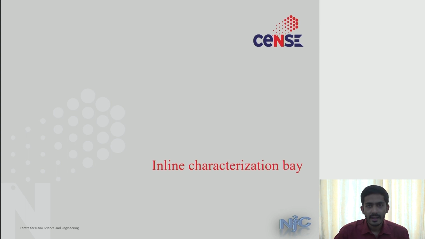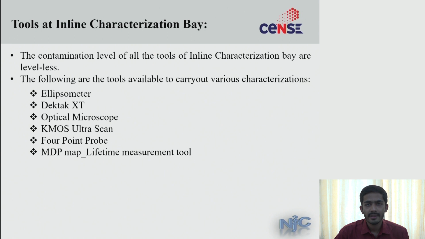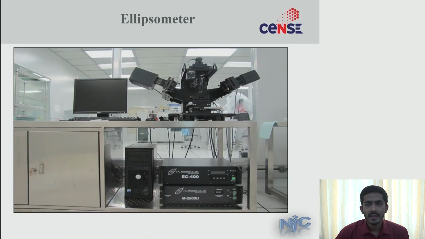Next, coming to the inline characterization bay. Under this bay we mainly have tools to do measurements or to perform various characterizations on your samples. The tools that are available are ellipsometer, DEKTAK, microscope, KMOS Ultrascan, 4-point probe and lifetime measurement tool. Since these are measurement tools, they are not classified under any contamination level. Thereby all the tools available at the inline characterization bay are level-less.